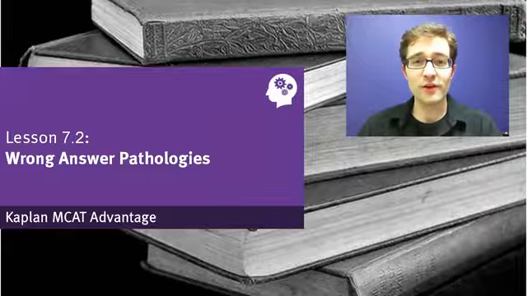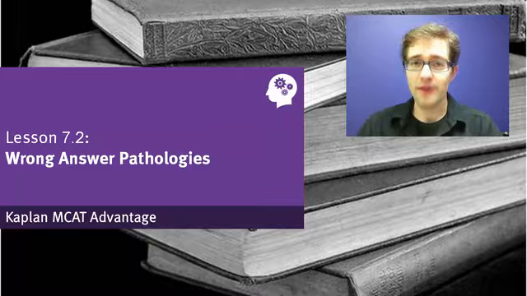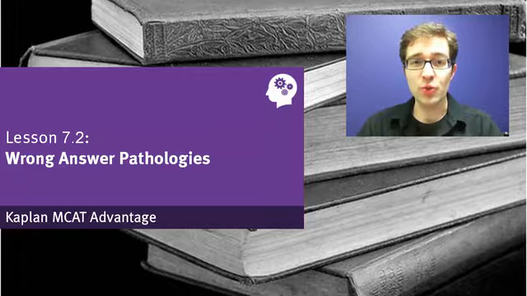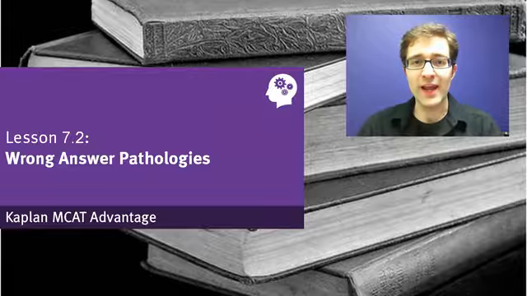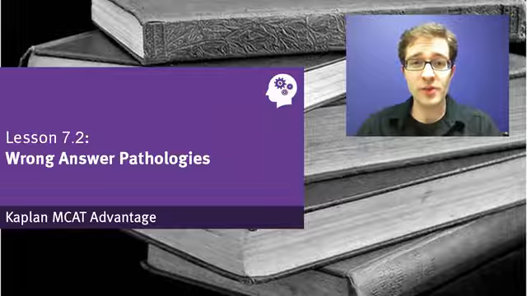Wrong answer pathologies are another way of saying things that make an answer wrong. And specifically, we're going to see wrong answer pathologies for the CARS section of the exam. This is one of those lessons that's going to help build your MCAT expertise, meaning it's going to focus on things we know about the MCAT, the things they do over and over again that will give you that edge on test day. Specifically, the MCAT tends to have the same sorts of wrong answer choices over and over again. And finding a wrong answer choice is almost as good as finding the right answer choice.